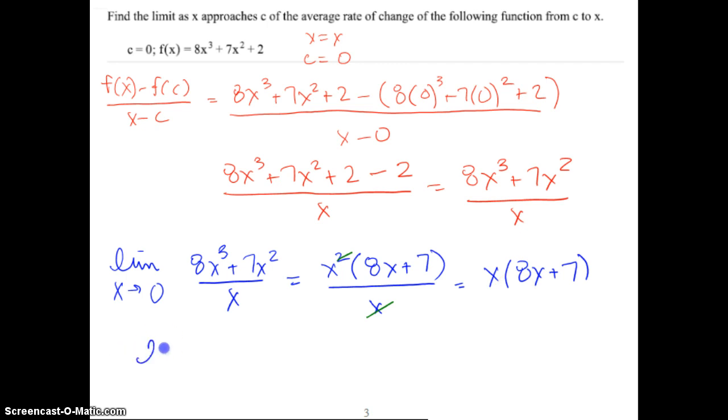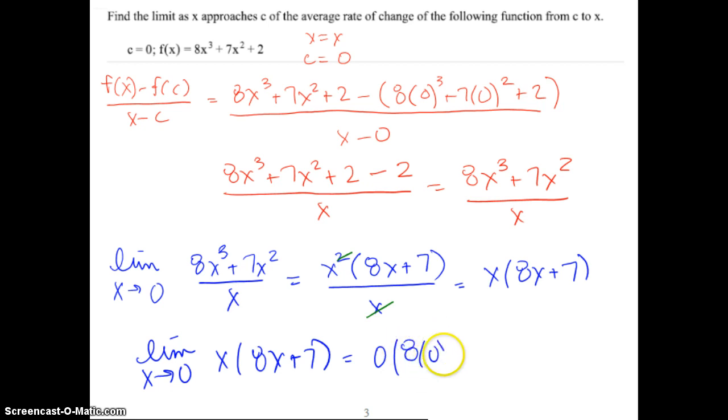So now we can find the limit as x approaches 0 of x times 8x plus 7. Plugging 0 in, we get 0 times 8 times 0 plus 7, which is 0. So the limit as x approaches 0 of 8x cubed plus 7x squared plus 2 is 0.